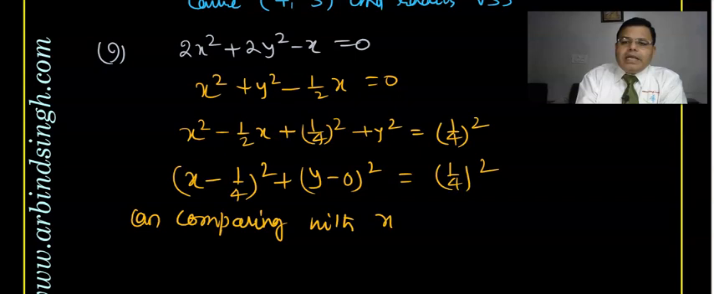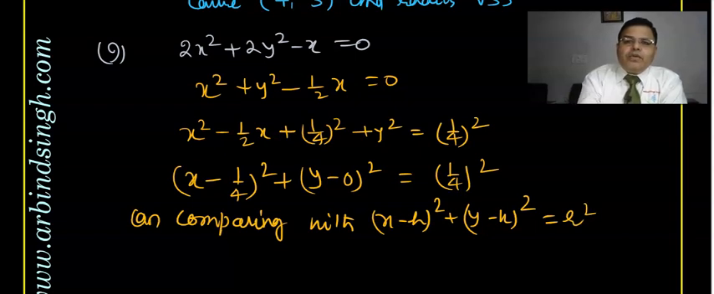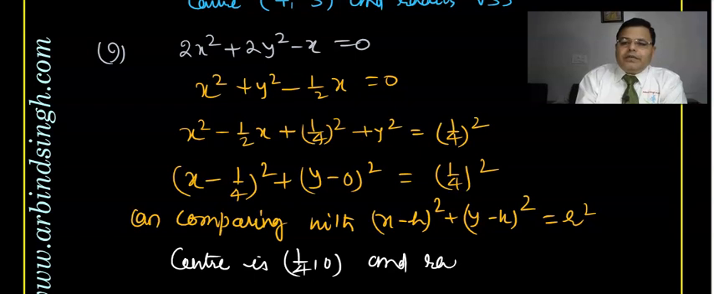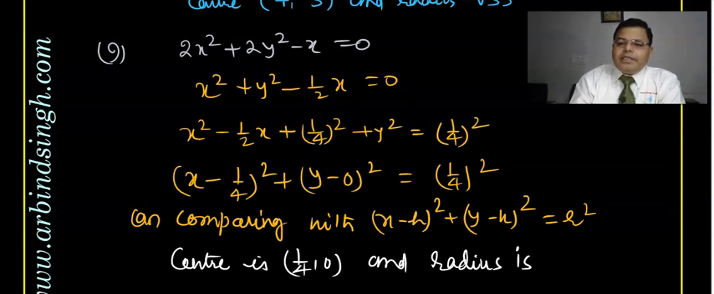On comparing with (x − h)² + (y − k)² = r², we have the center as (1/4, 0) and the radius is 1/4. Let me write here, the radius is 1/4. So this is an answer. I hope you got it. Okay, so that's the basic knowledge about this circle, and I hope you have understood it.